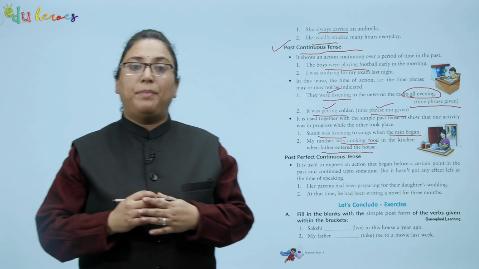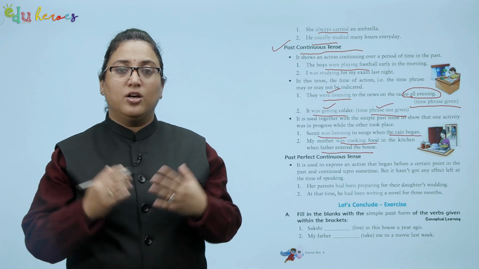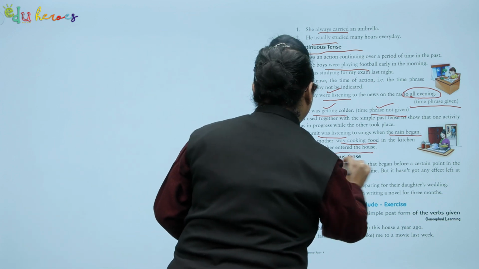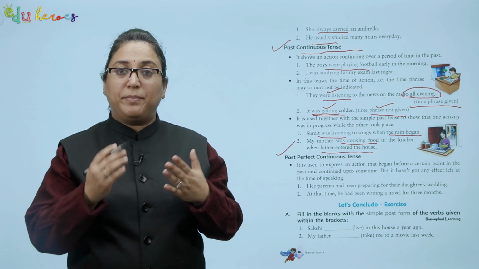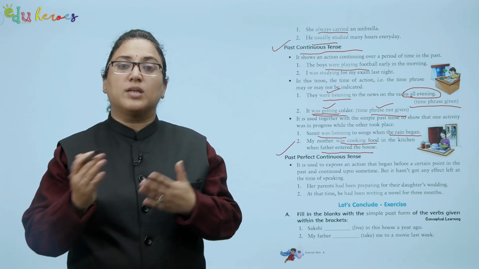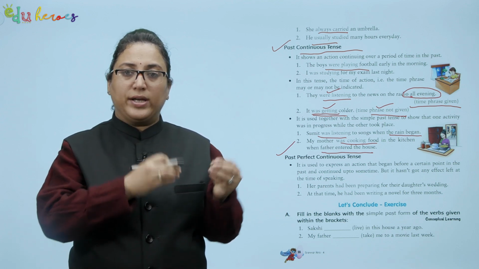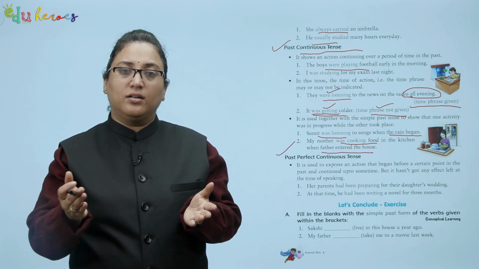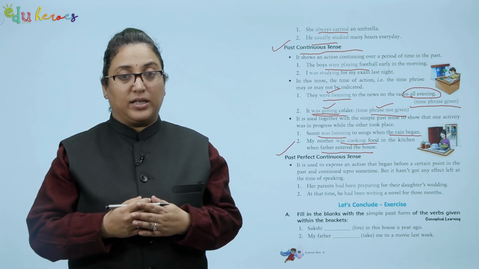Let's understand past perfect continuous tense. This is also like a combination. इसमें भी दो tense का combination नजर आ रहा है. Past perfect continuous. Children, it is used to express an action that began before a certain point in the past and continued up to some time. मतलब एक एक्शन शुरू हुआ पास्ट में कहीं किसी एक पॉइंट पर और कंटिन्यू हुआ, लगातार चलता रहा आगे तक एक पॉइंट पर, but it hasn't got any effect left at the time of speaking.